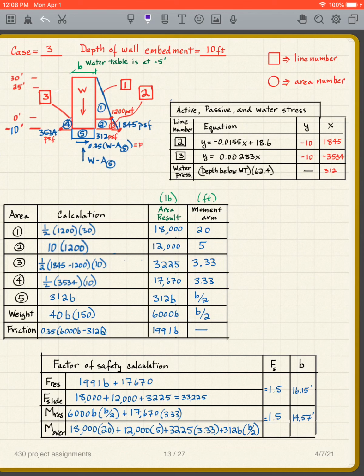So that's 3.33. Then the moment arm for this one, I'm taking moments about this point. So the moment arm for 5 is what? Well, the center here, because it's a rectangle, the width is b, so it's going to be b over 2.